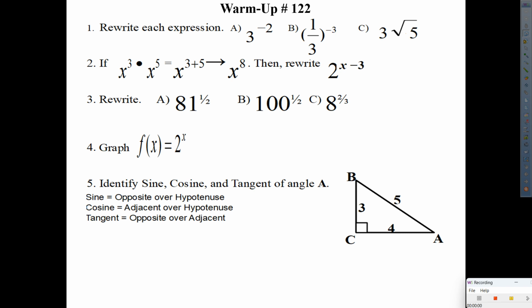Whoop, whoop. Warm-up 122 is on the screen. And yes, look at number 5, some pre-calculus stuff by now.